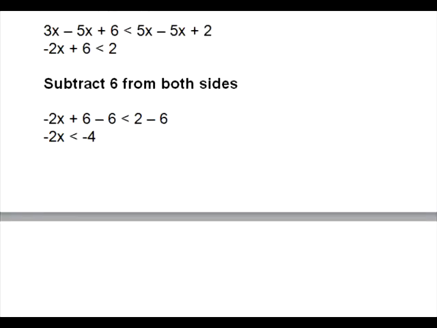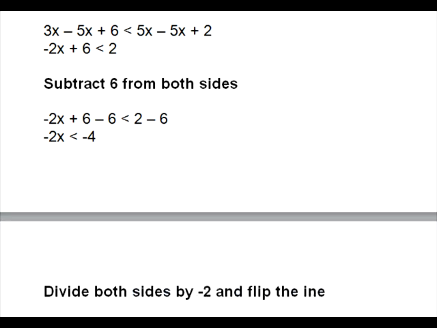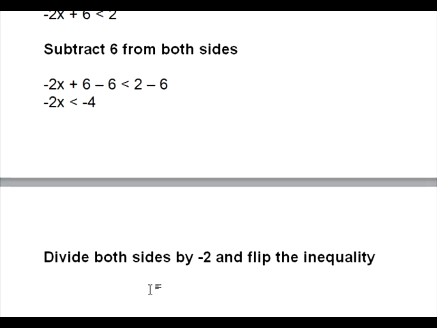All right, here's the trick. So if you're fading out of today's class, this is the part to fade in. We are going to divide both sides by negative 2 and flip the inequality. So that's going to be x now is going to be greater than 2.